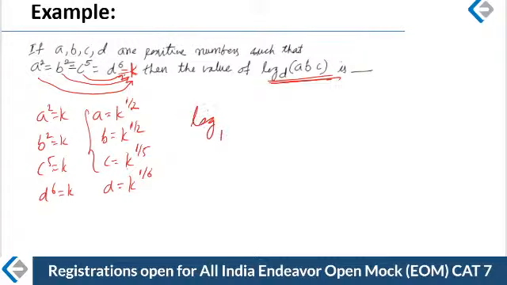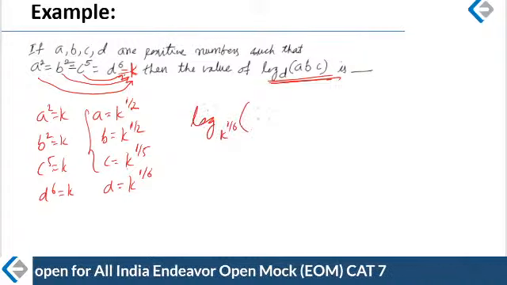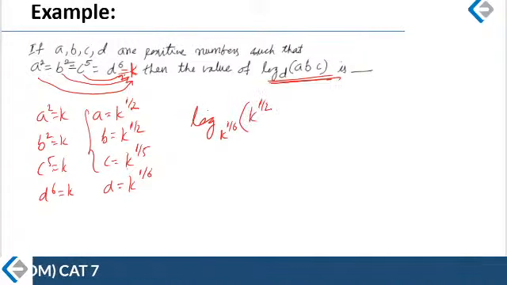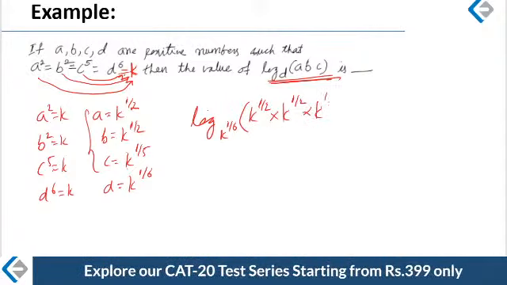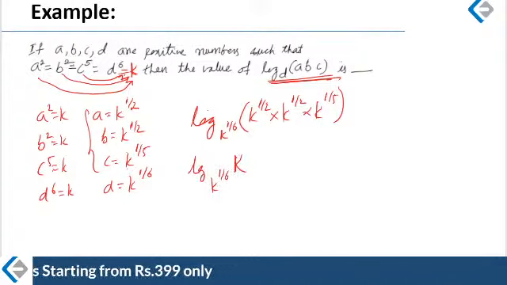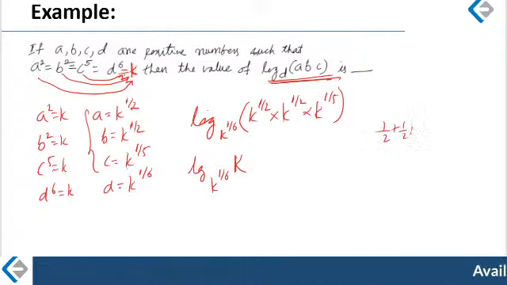Therefore, you put it as log of k raised to power 1 by 6. Right here you are writing it as k raised to power 1 by 2 into k raised to power 1 by 2, that is B, into another k raised to power 1 by 5. When you're using the law of indices, just add the powers. So therefore it will become k raised to power 1 by 6. Then here you are writing k raised to power 1 by 2 plus 1 by 2 plus 1 by 5.